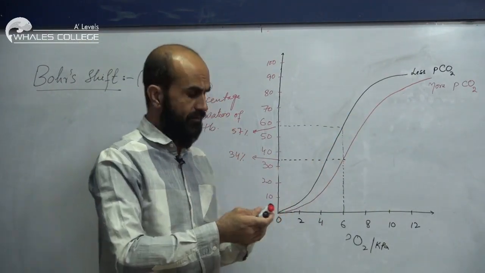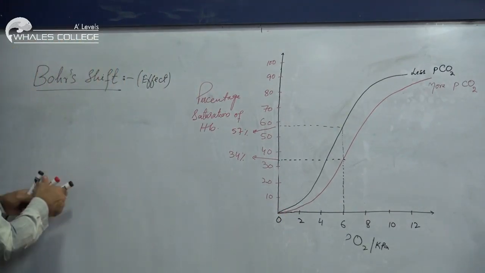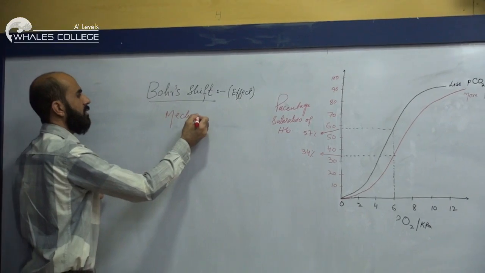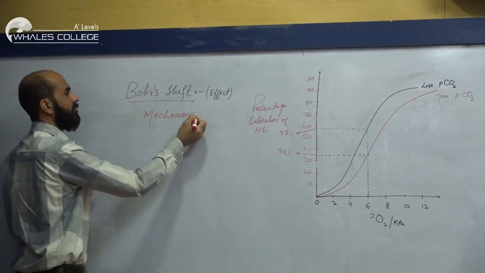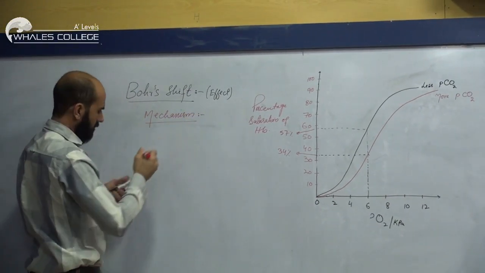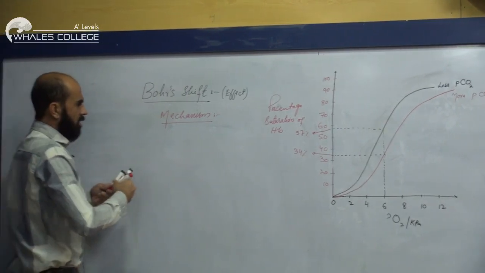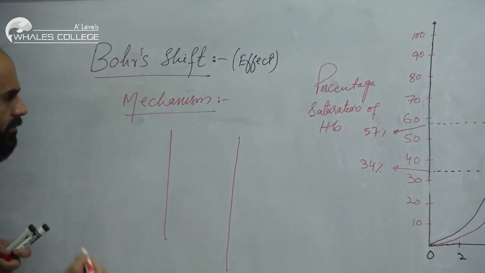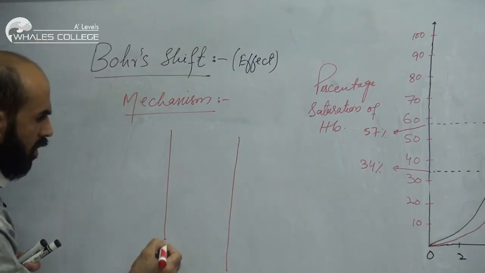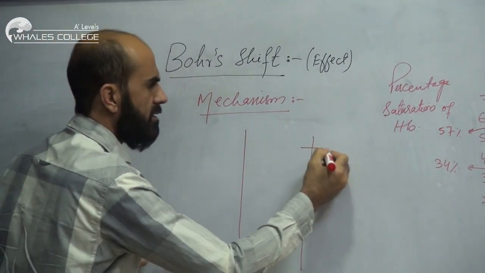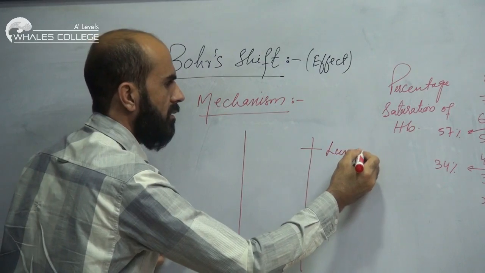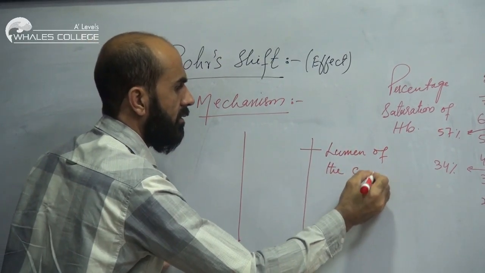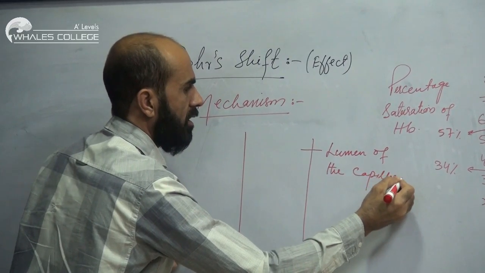Let's see the mechanism. What is the mechanism of the Bohr shift? Look, here is the blood capillary. This is the wall of the blood capillary, and this is the lumen of the capillary.